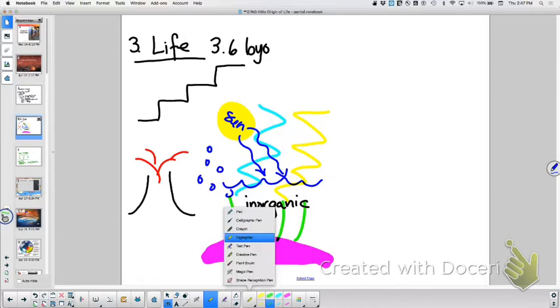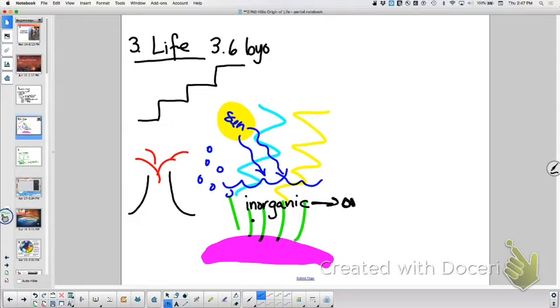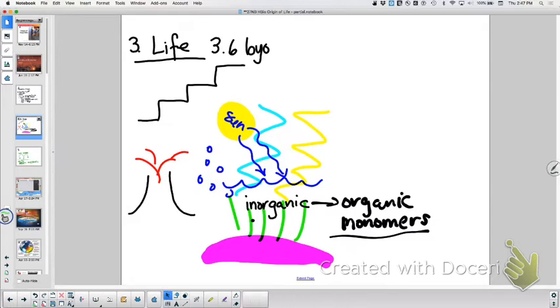Organic. So inorganic now to organic. Okay, these organic molecules would be simple, what's called monomers. Remember this? Monomers, like amino acids. What else? Glucose, sugars. Amino acids will build the other ones. We're just not to that point yet.